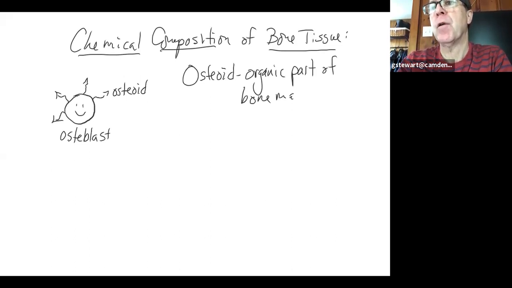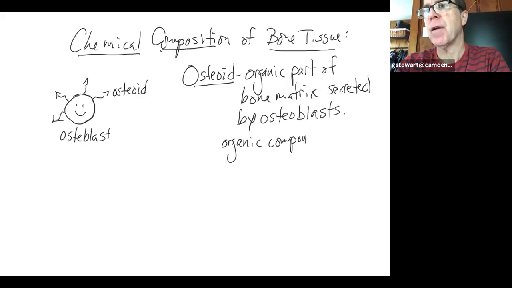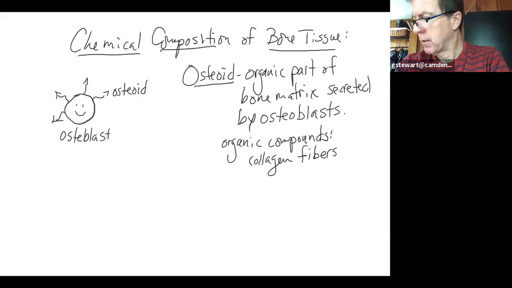The organic part of bone matrix secreted by osteoblasts. Okay, so that's step one. Within that osteoid, there are organic compounds. So the organic part of osteoids are collagen fibers. They're actually mixed in with the osteoid.